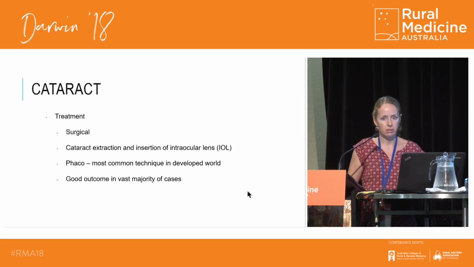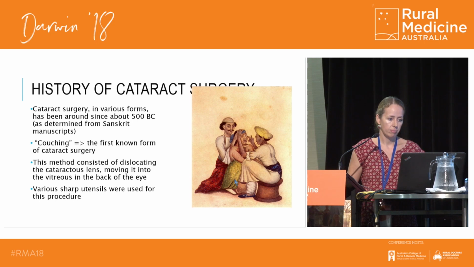Treatment: the only way today to treat a cataract is to remove it with surgery. And surgery has been around for a long, long time, since about 500 BC. The first type of cataract surgery was called couching. Essentially, they stuck something sharp into the eyeball and just dislocated the lens back into the vitreous to get it out of the way. But it was sort of variable success. And they didn't have anything else like a new lens to put into the eye.